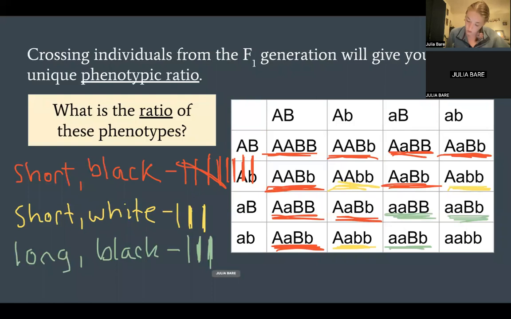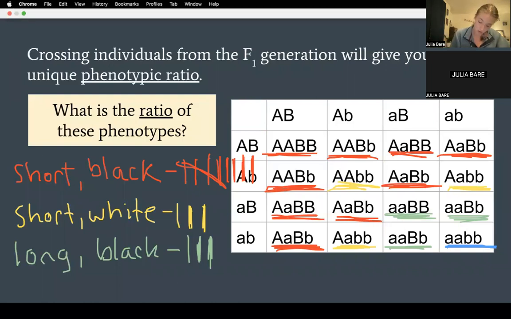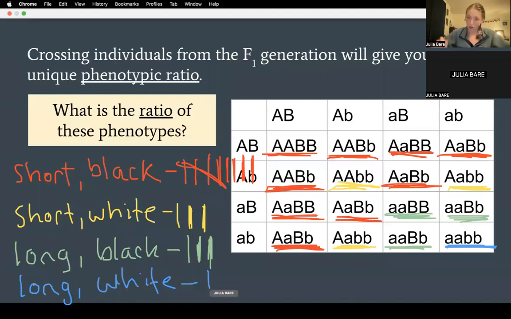But now we have a new phenotype. We have little a with little b. So this is going to be long with white hair. So what would our phenotypic ratio be? Overall, our phenotypic ratio is going to be 9, and I'm going to use these colors intentionally. 9 to 3 to 3 to 1.